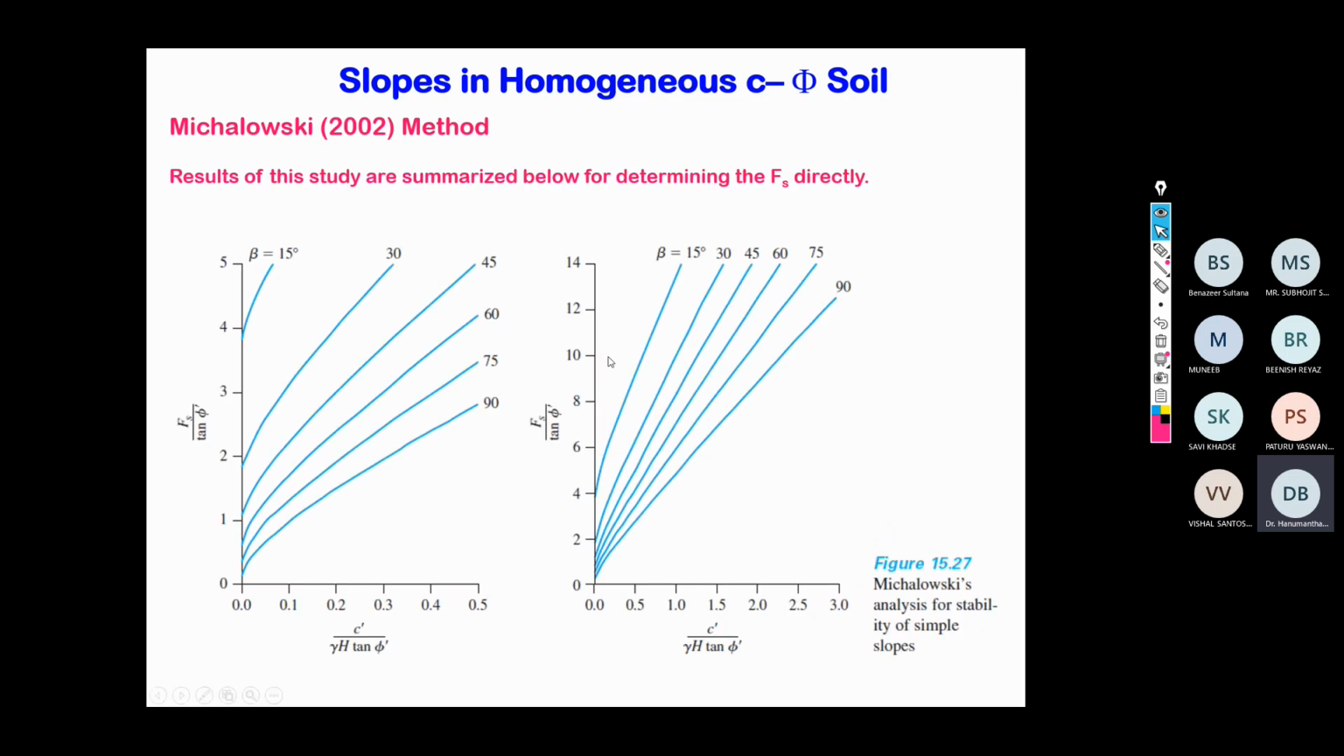So this is a further contribution by Mikulovsky. He has given predefined charts for determining the factor of safety in homogeneous c-phi soils. He also gave a predefined chart, Fs by tan phi dash on the y-axis versus c dash by gamma h into tan phi dash on the x-axis, for different slope angles ranging from 15, 30, 45, 60, 75, 90, as you can see from these graphs.